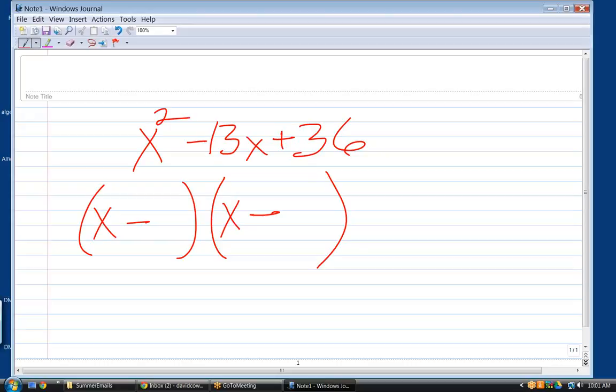9 and 4. And it doesn't matter whether I put the 9 there or the 4 there. Since there's negative signs in front of both, these are equal, whether I said x minus 4 times x minus 9 or this way. All right, we'll do more factoring next time. Factoring is something that we never can get too much practice at. In other words, if you can get really good at factoring, you've made huge leaps towards algebra.